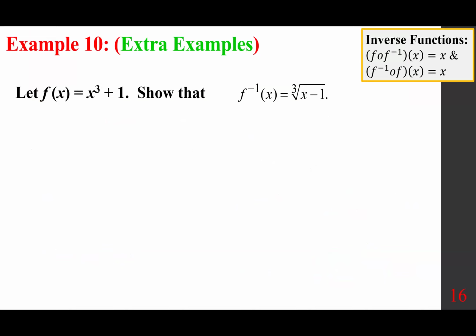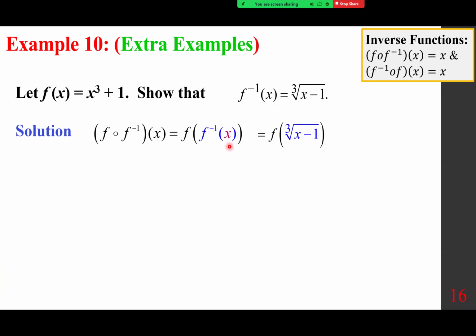Let's look at this example. F of x is given as x cubed plus 1. We want to show that f inverse is cube root of x minus 1. And to show that, all you have to do, look at their composite function, it must be x. So if I look at f of f inverse, that means f of f inverse of x, that means f of cube root of x minus 1. That is by definition.